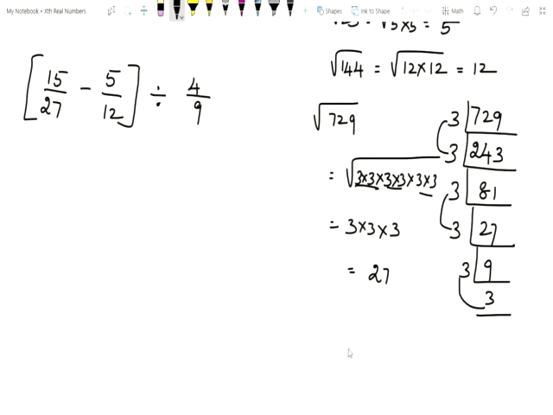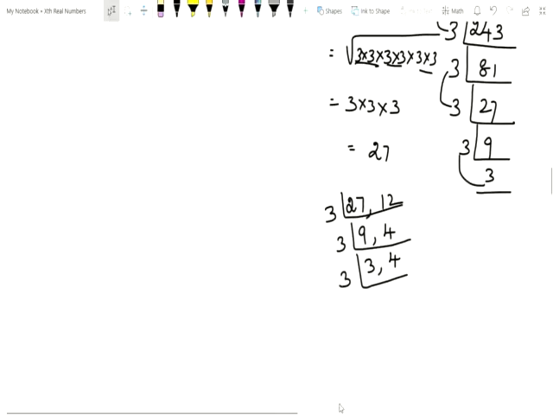27, 12. We are going to find the LCM. First divide by 3. 9 3s are 27, 4 3s are 12. Now 3, again 3, 3 3s are 9, 4. Again by 3. So 3, 4.